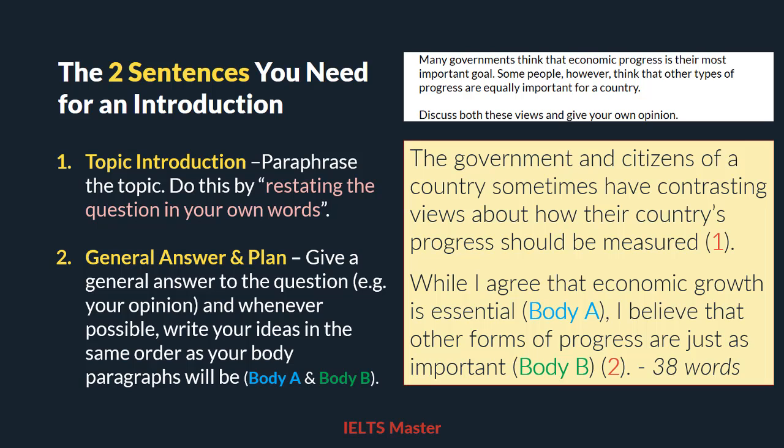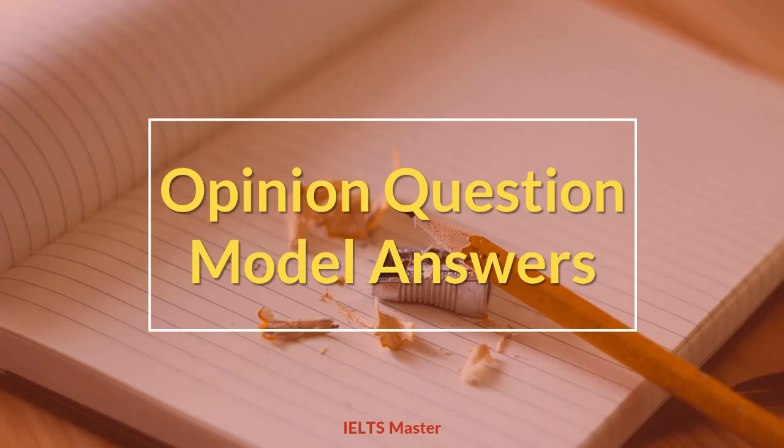Just make sure that you have body A, and that will be your first body paragraph, and body B will be your second body paragraph. So you want to keep it in the correct order. Don't mix up the order. That's no good. All right? So the government and citizens of a country sometimes have contrasting views about how their country's progress should be measured. While I agree that economic growth is essential, I believe that other forms of progress are just as important. This is 38 words, complete, basically a perfect introduction. All right? Great.